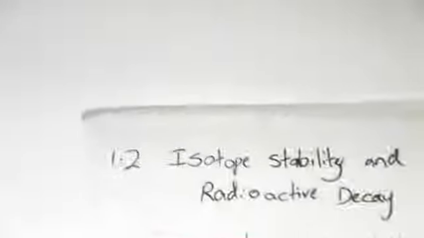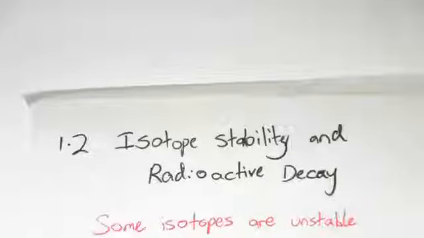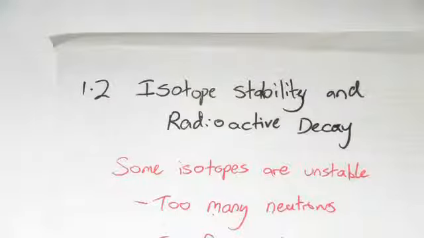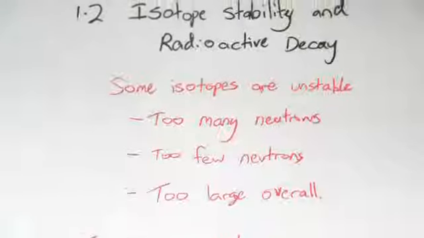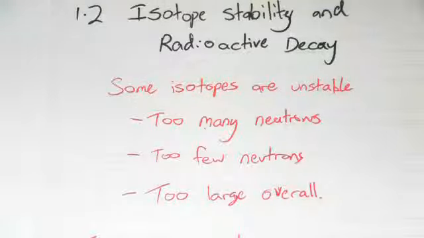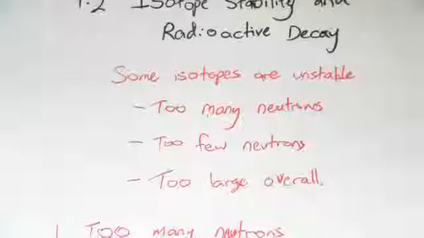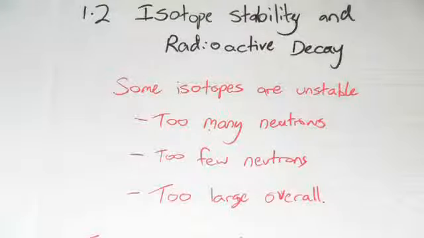Okay, so this is the second video for the chemistry series, and we're looking now at isotope stability and radioactive decay. As we were discussing before, some isotopes are unstable. There's sort of three reasons why they might be unstable. Too many neutrons, so the proton to neutron ratio is off. Again, too few neutrons, the proton to neutron ratio is off, but in the other way. And if an isotope or an atom is too large overall, it will also decay. But they'll decay in three different ways.